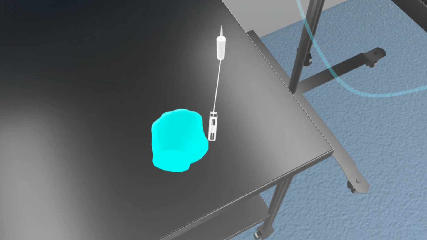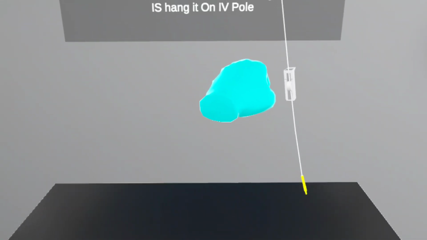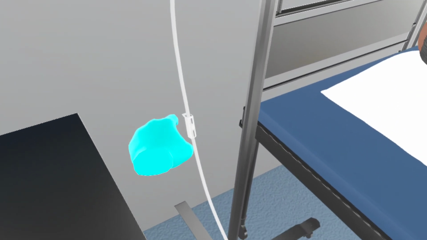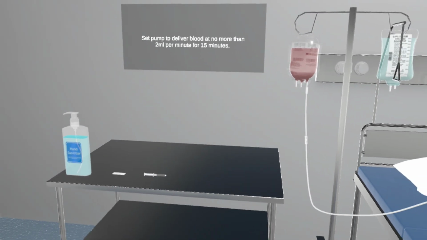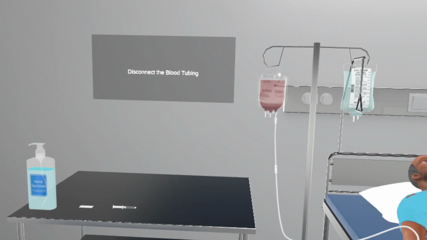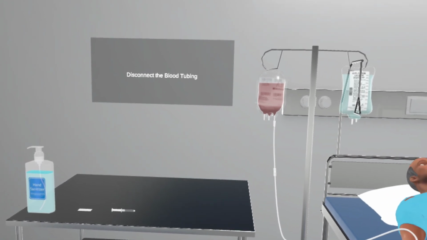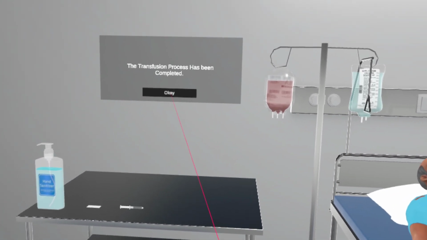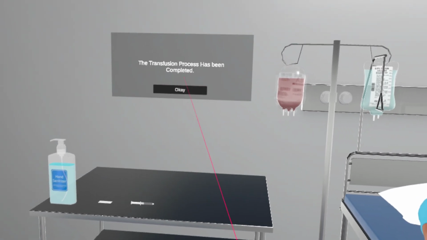Pick up the IV tube. Connect the IV tube to the blood bag. Set pump to deliver blood at no more than 2 milliliters per minute for 15 minutes. Disconnect the blood tubing. With this, the blood transfusion procedure has been completed successfully.